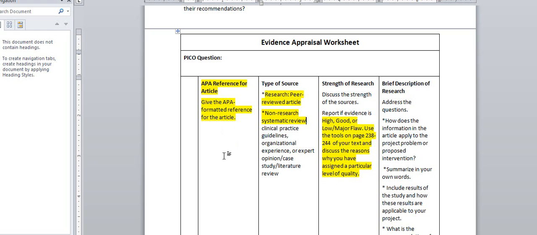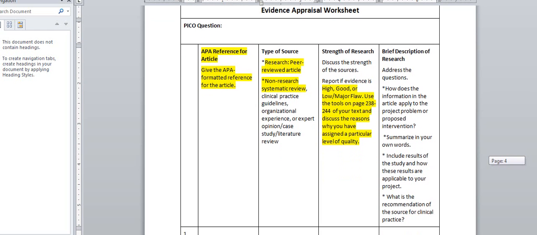I think if, obviously if you want to indent it, you can, but I won't take off points if you don't do that. But you will have to do that for your paper. Then you're going to put in the type of the source. Is it a peer-reviewed journal article? Again, you need 3. Or is it a non-research systematic review?